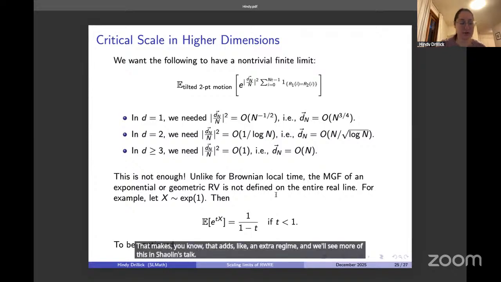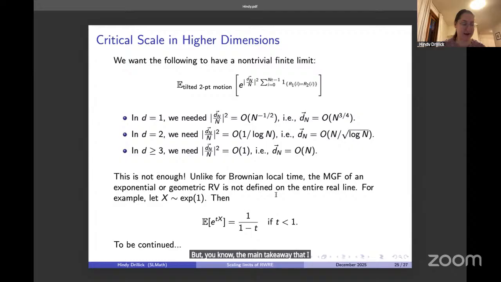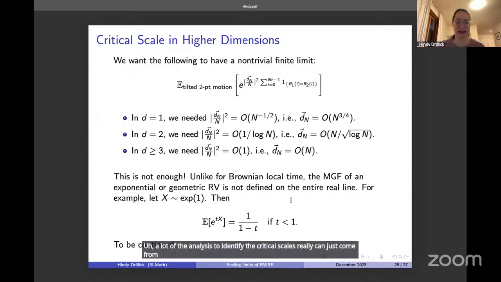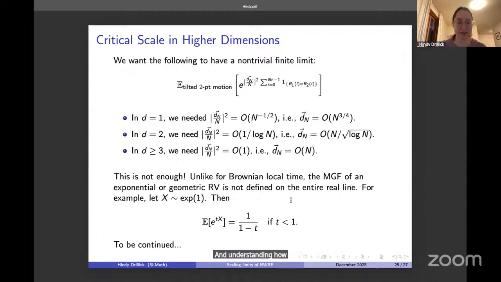But the main takeaway that I want to emphasize is that a lot of the analysis to identify the critical scales really can just come from analyzing these discrete local times and understanding how their behavior depends on the dimension of the random walk.